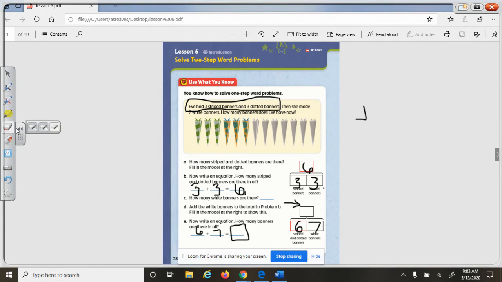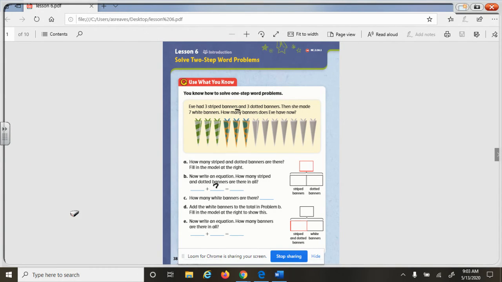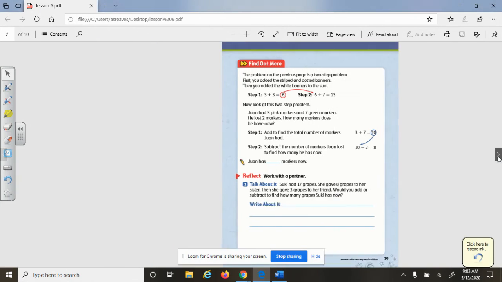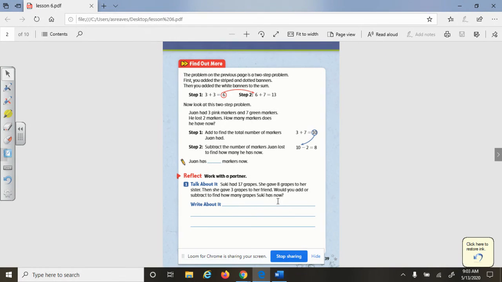All right, we're going to erase and look at the next page together. All right. The problem on the previous page is a 2-step problem. We had to do 2 steps, and we talked about that because our first step was that we added the striped and the dotted banners. 3 plus 3 was 6. Then we had to add the white banners. 6 plus 7 more is 13. Here's a new 2-step problem.